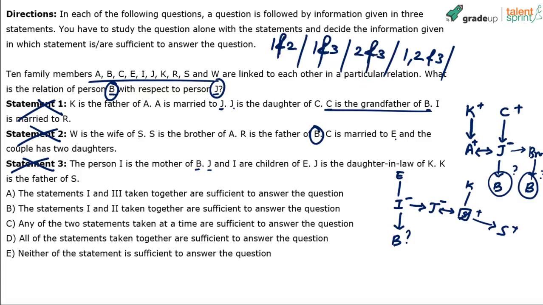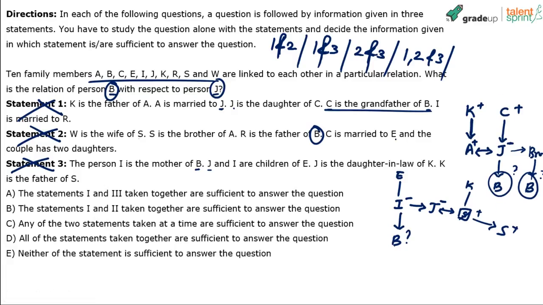Now one way to cut down the time spent is, instead of checking all the possible pairs or all the possible combinations, just look at the options. Option A, 1 and 3 taken together are sufficient. Now can you use 1 and 3 to get the answer? No. The point is, whatever you do, B's gender is not known to us. From statement 1, B's gender is not known.